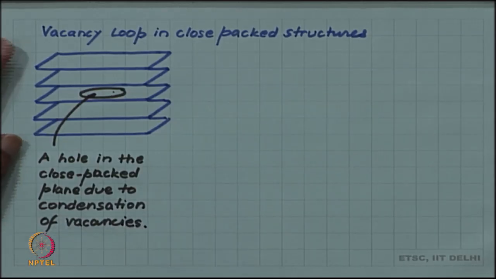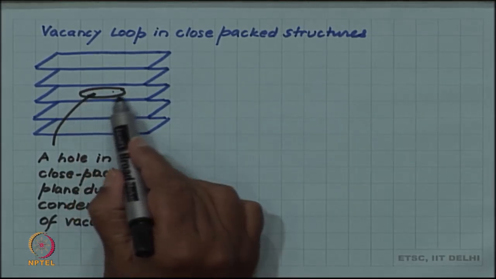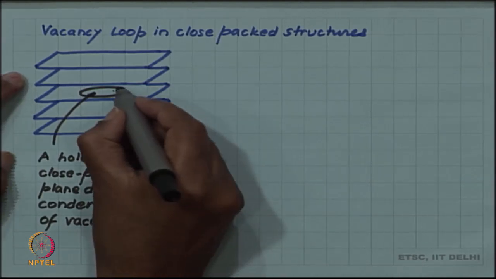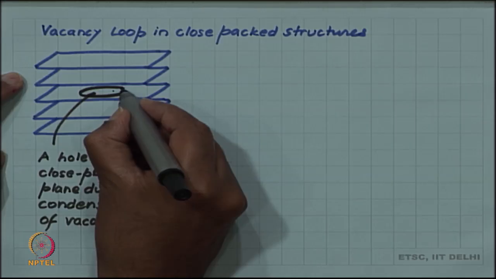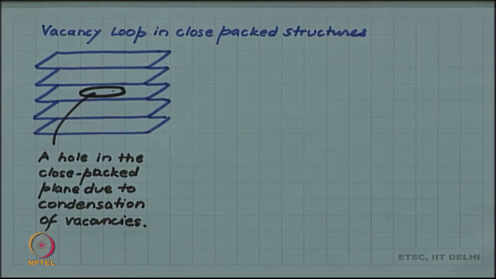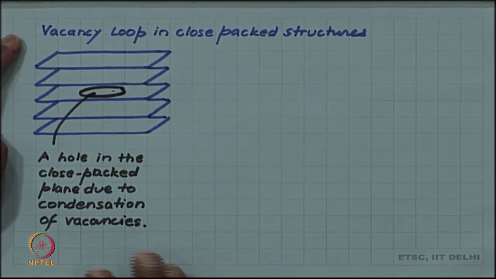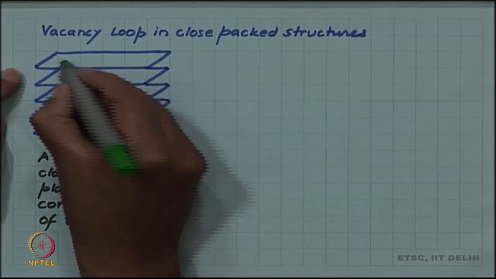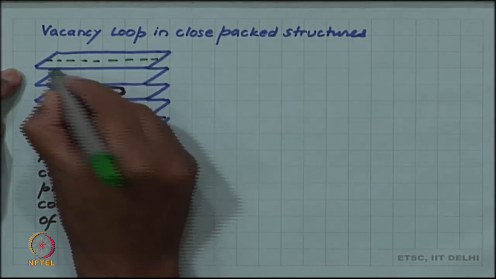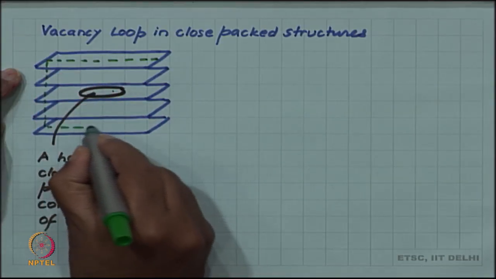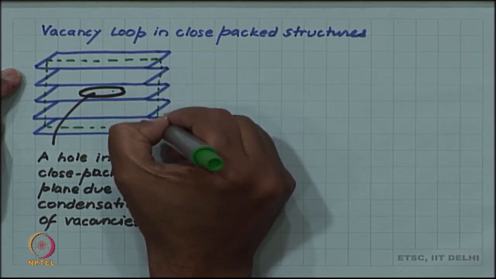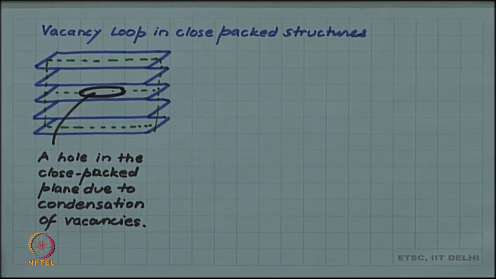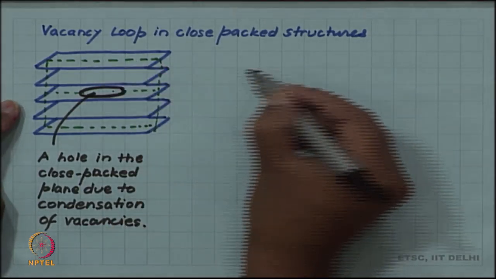So, this is not one vacancy, several vacancies will condense out. So, this region or this area of that plane is devoid of atoms. So, now we have this hole and we have the boundary of this hole, and what we are going to show is that the boundary of this hole will exactly behave like a prismatic dislocation loop, which we introduced in the last slide. So, now let us look at a section on this mid plane.